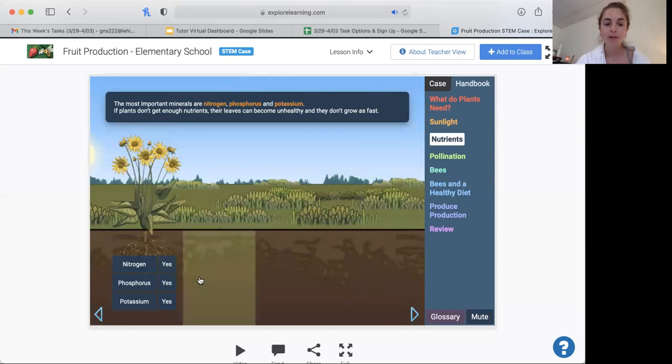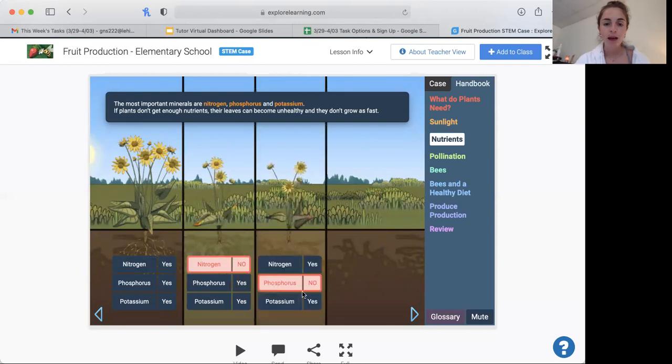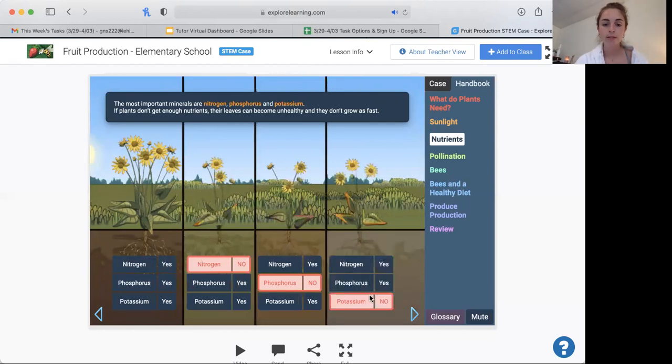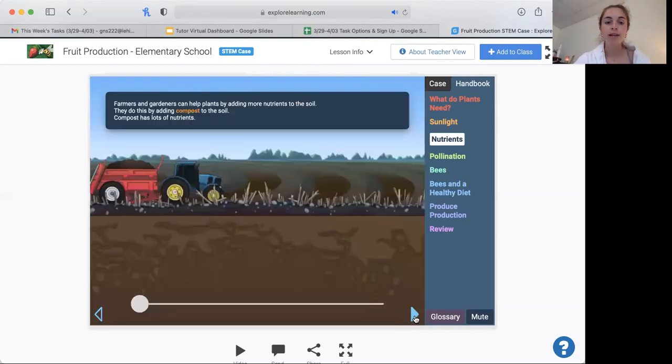If we take away the nitrogen, if we take away the phosphorus, and if we take away the potassium, you can see none of the plants will grow as well. Farmers and gardeners can help plants by adding more nutrients to the soil, and they do this by adding compost to the soil. Compost has a lot of nutrients.